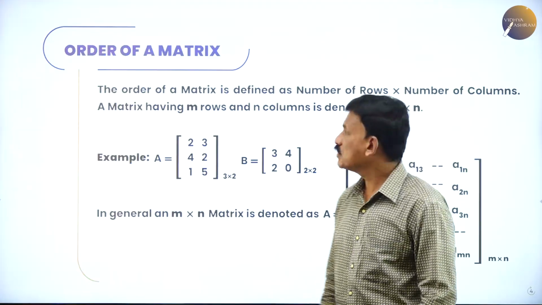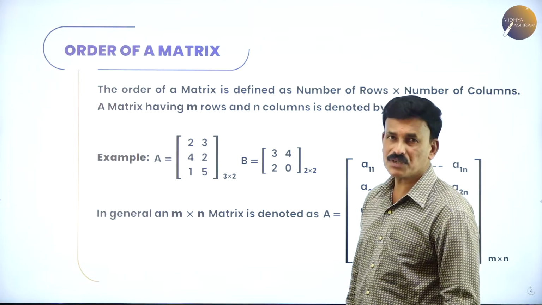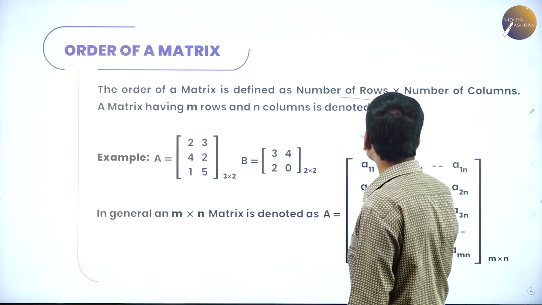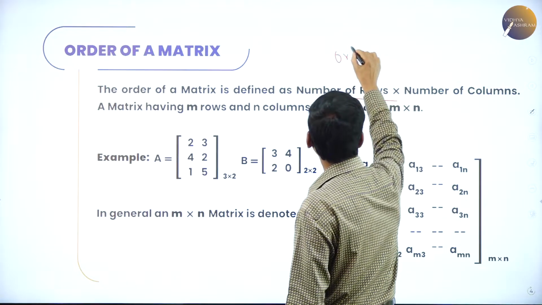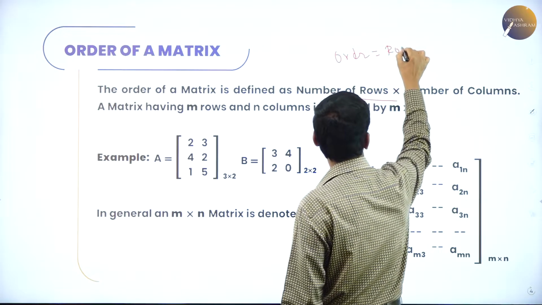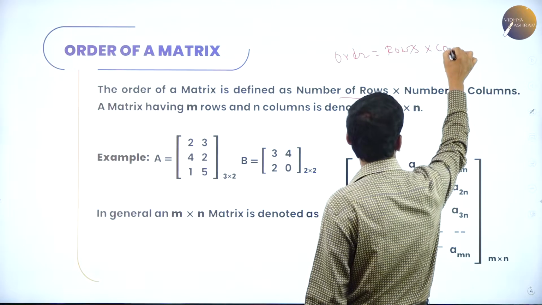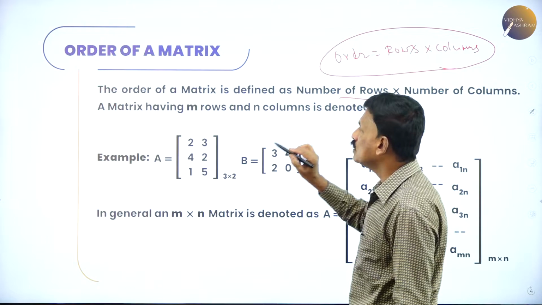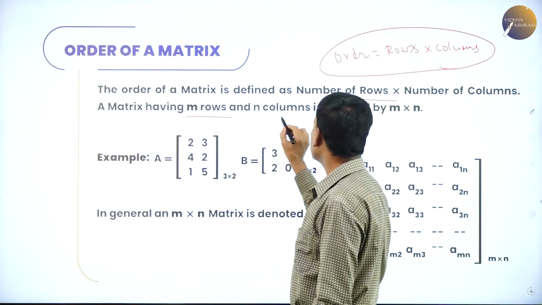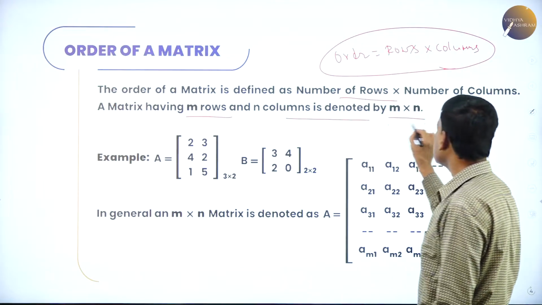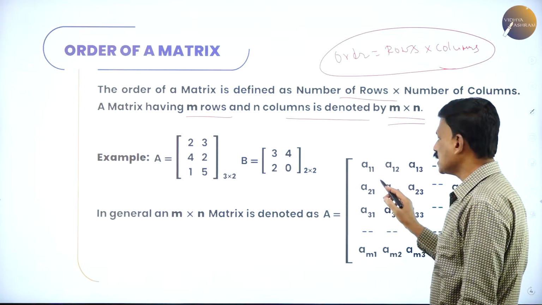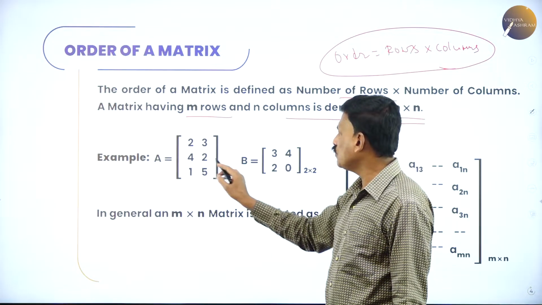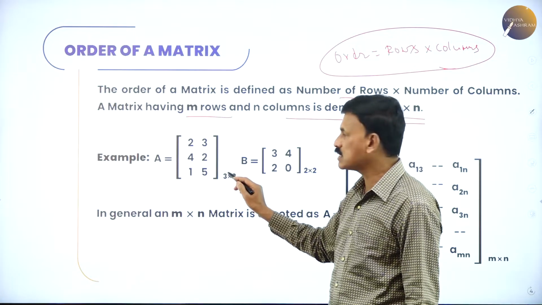Let us know regarding the order of a matrix. The order of a matrix is defined as the number of rows into columns. So a matrix having m rows and n columns is denoted as m cross n. Now let us consider, for example, a matrix: 2, 3, 4, 2, 1, 5. How many rows does this matrix have?